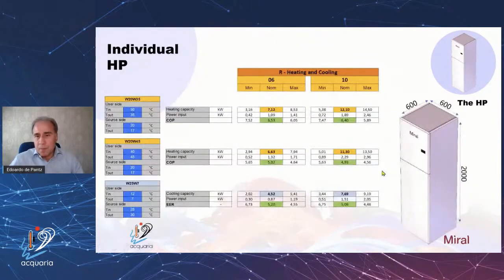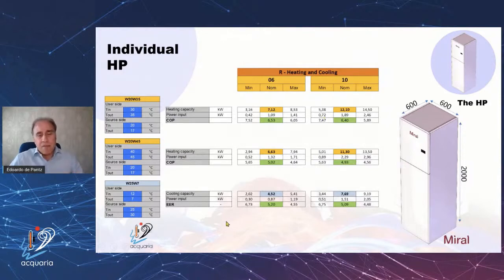So this is the unit. Basically, it's a 600 by 600 by 2 meter high unit, and it's available in two sizes, for example for heating and cooling, 6 and 10 kilowatt of nominal capacity. Obviously, because there is an inverter compressor, there is a range, minimum and maximum. I give you here three working points.